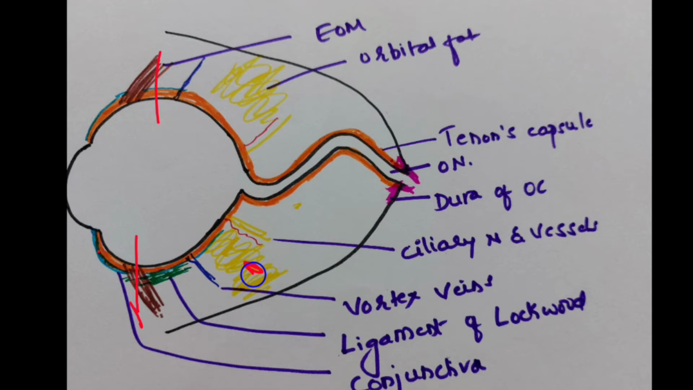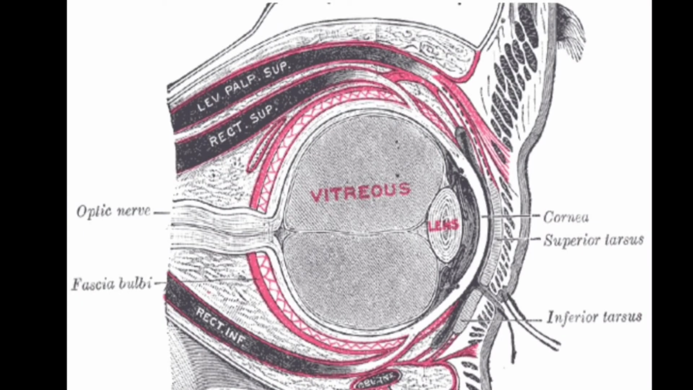The Tenon's capsule which is lining the optic nerve merges with the dural sheath at the optic canal, whereas anteriorly it is pierced by the optic nerve, the ciliary vessels, vortex veins as well as the extraocular muscles. And inferiorly, the Tenon's capsule is thickened to form what is known as the ligament of Lockwood. So this is a diagram which is showing the Tenon's capsule again. As you can see, the red thing which is lining the eyeball is the Tenon's capsule.